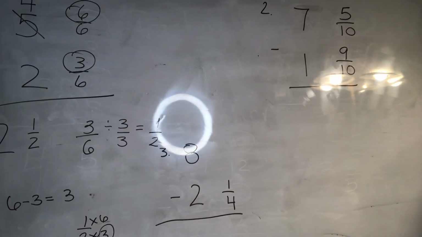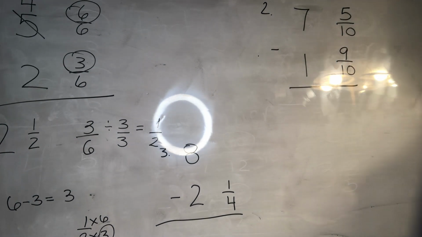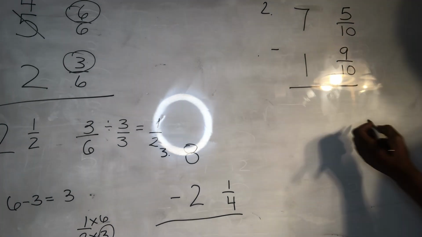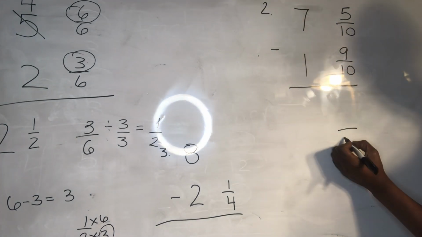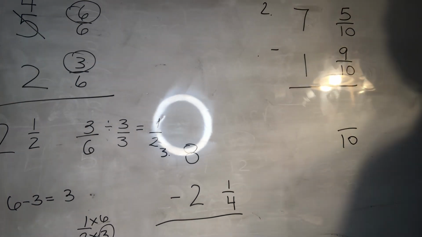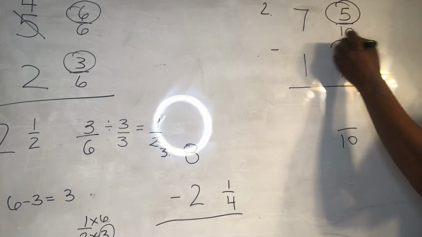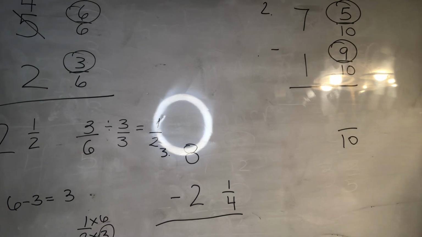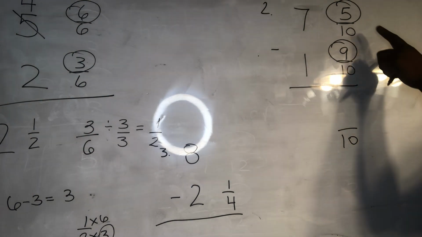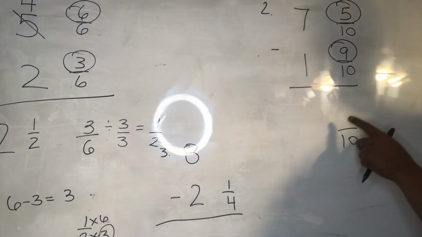Alright guys, so now we're looking at our second problem. We have 7 and 5 over 10, take away 1 and 9 over 10. We see we have our denominators of 10. We circled our numerator. So now, our sentence would be exactly how it is.